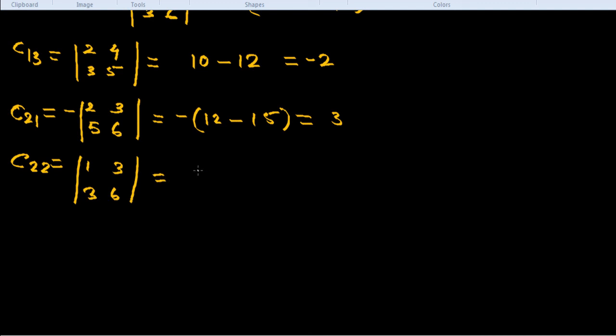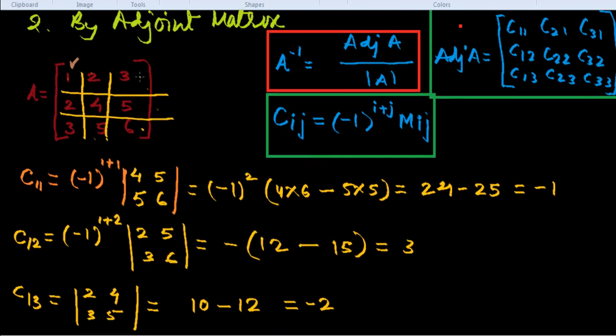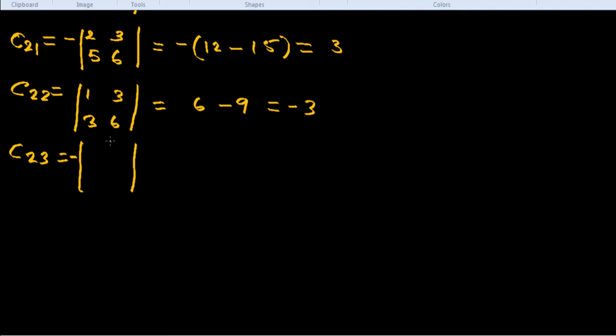So we get here 6 minus 9, which is minus 3. For C23, the sum 2 plus 3 is 5, which is odd, so we have to take the negative sign. The C23 element corresponds to A23, so we leave this column and this row, and take 1 2 3 5.